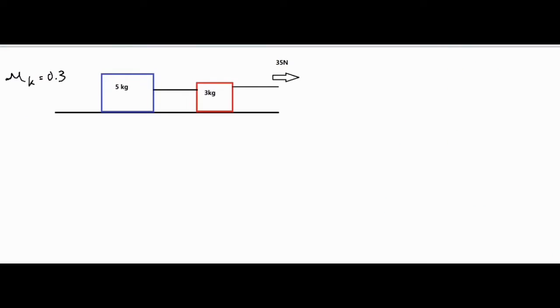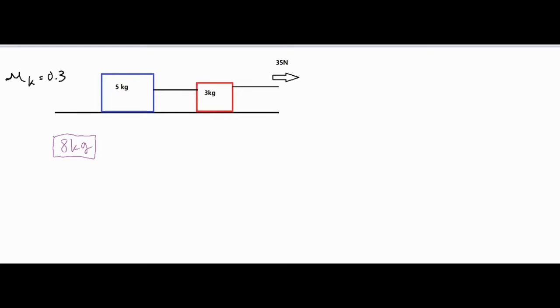In this video, we're going to be looking at two blocks that are being pulled by a string and are also attached by a string in the middle. We're going to solve for the acceleration of the whole system, each block, and the force of tension of this string holding the two blocks together. The first thing we're going to do to solve for our acceleration is treat this like one big system, and I'm going to treat the 5 and 3 kilogram blocks like one 8 kilogram block.